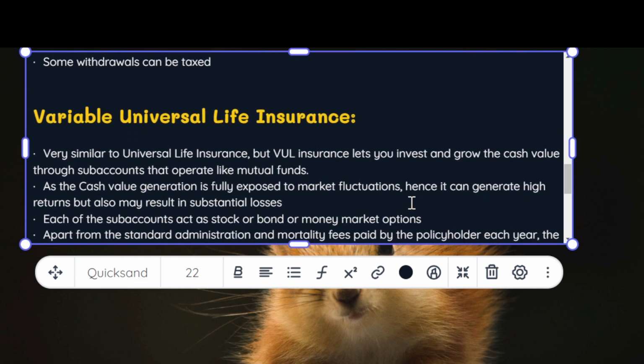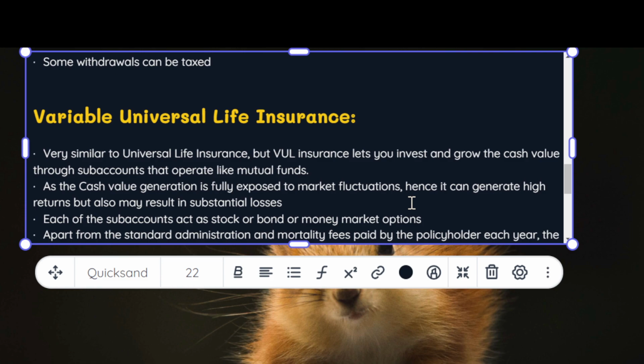Now we will look at what is variable universal life insurance, right? As you see in the name of this type of life insurance, there's a word called variable, right? So it is very similar to universal life insurance, but the main difference is that in variable universal life insurance, it lets you invest and grow the cash value through sub accounts, right? Which operate pretty much like mutual funds.